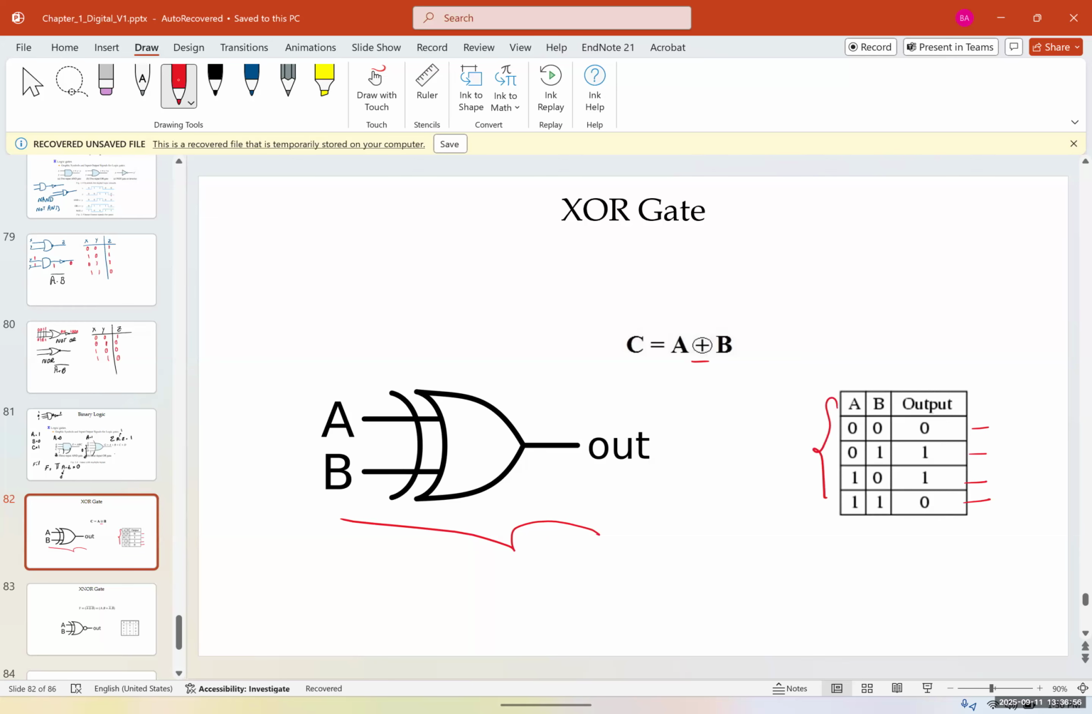So do you see a pattern here? What is our pattern? If A and B are equal, then C would be equal to what? 0. Thank you. If A and B are different, then C would be equal to 1. So if the inputs are the same, the output would be 0, meaning there's no difference between them. If A and B are different, one of them is 0, one of them is 1, then the output would be 1.